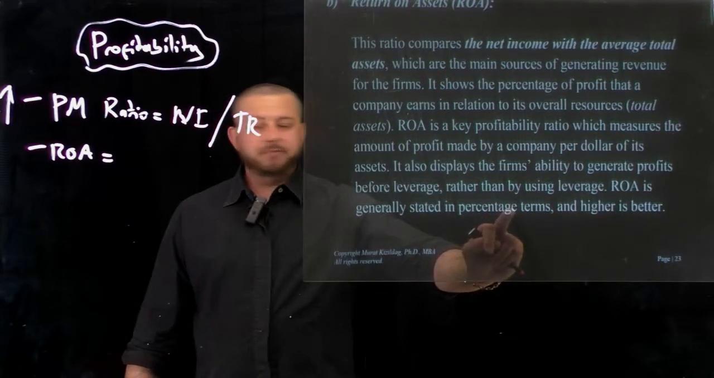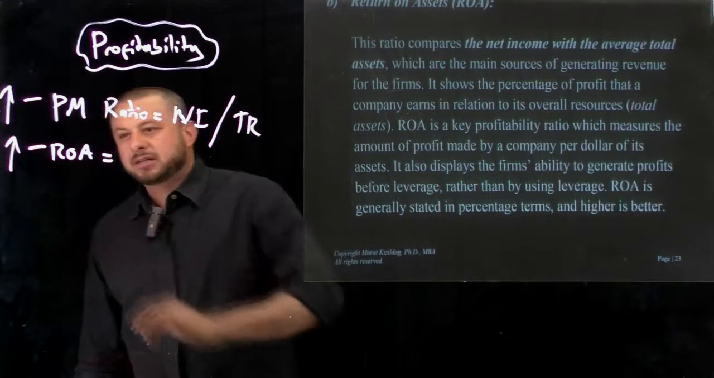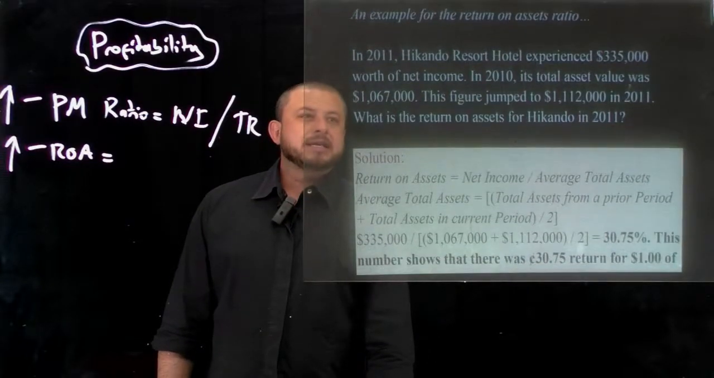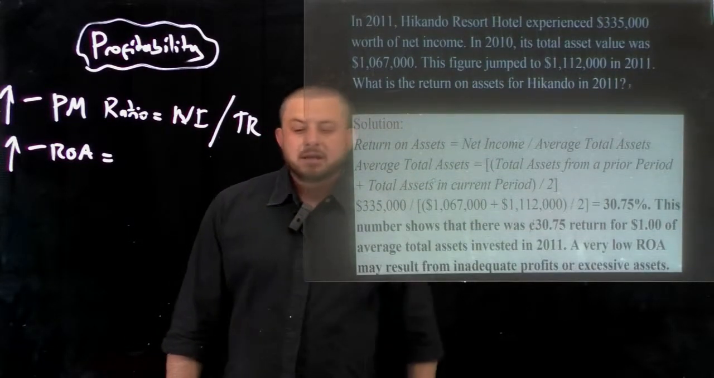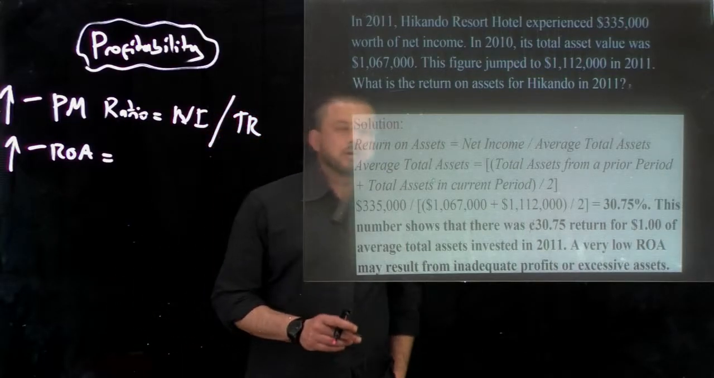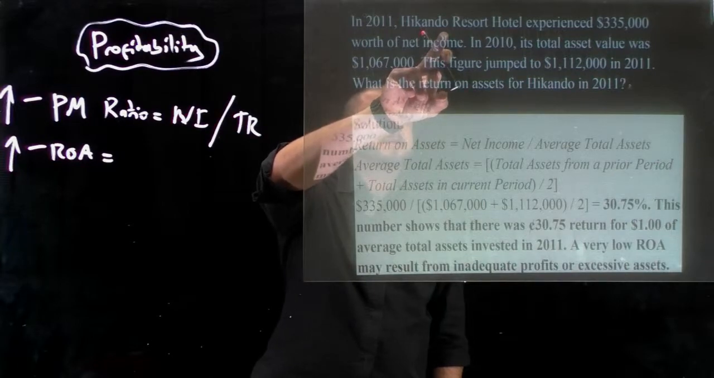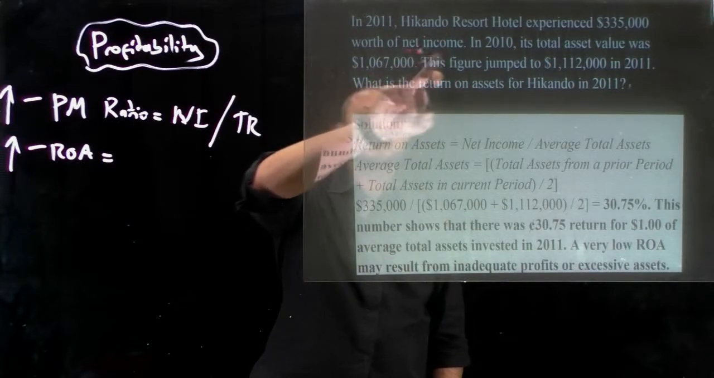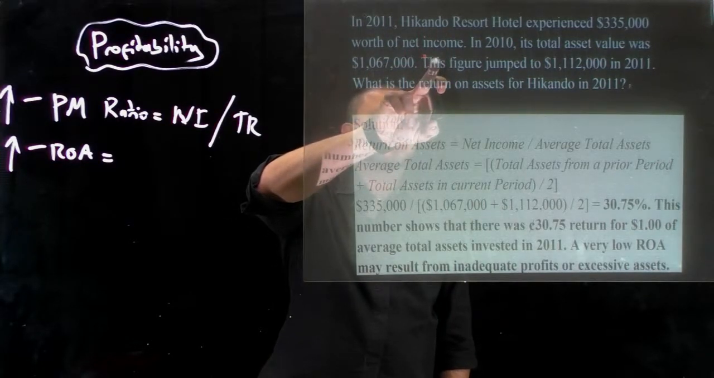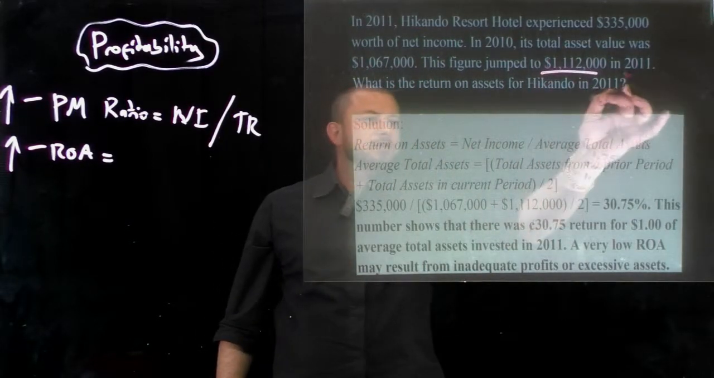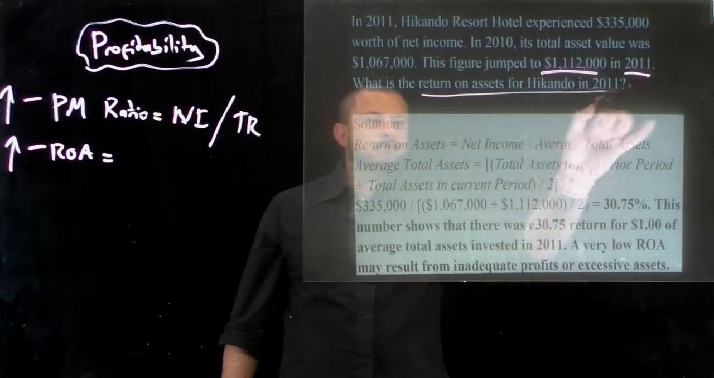we're gonna find the percentage terms, and just like the PM ratio, we need this ratio as high as possible. Take a look at the Hikanda Resort Hotel. Let me read the question first, and then we will deal with the solutions. Hikanda Resort Hotel experienced $335,000 worth of net income in 2010. Total asset value was this amount right here, and then this figure jumped to this in 2011. So what is the return on assets for Hikanda?